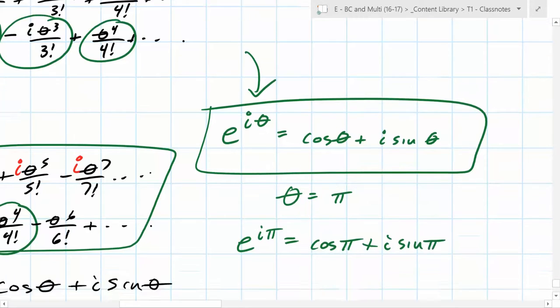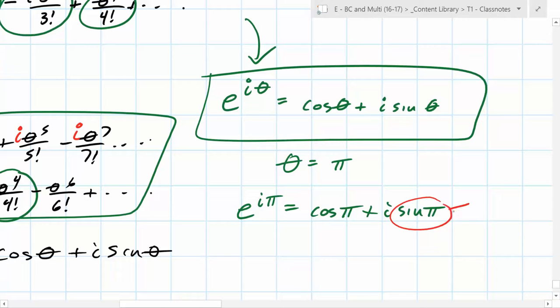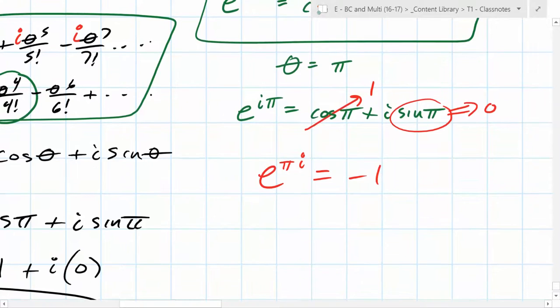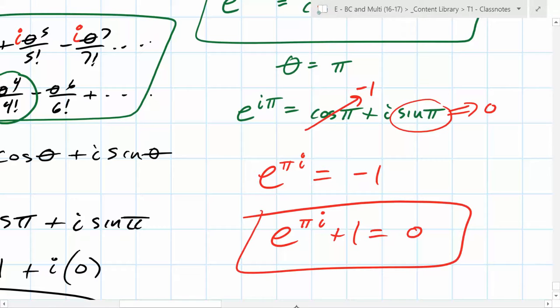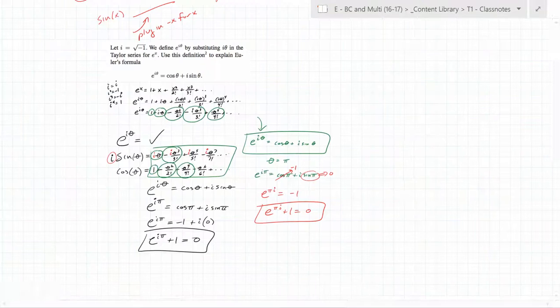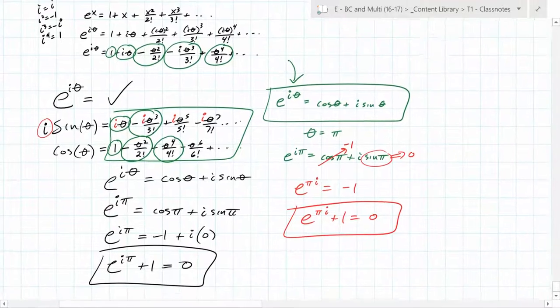What's sine of pi? This right here is what? 0. What's cosine of pi? So you just got e to the i pi is equal to what? Negative 1 is equal to, sorry. What's cosine of pi? It's not 1, it's negative 1, kids. So what does e to the pi i plus 1 equal? Boom, that's what's on the board of the Math Resource Center. You did it. You did it right there. You reached the Math Resource Center.